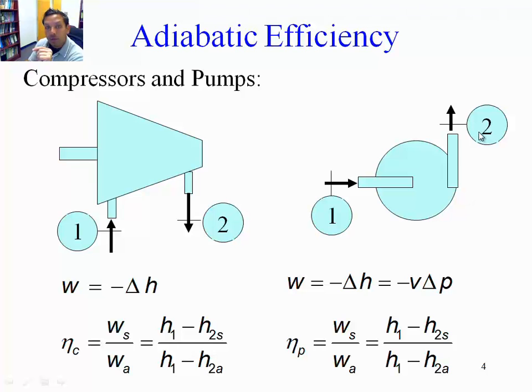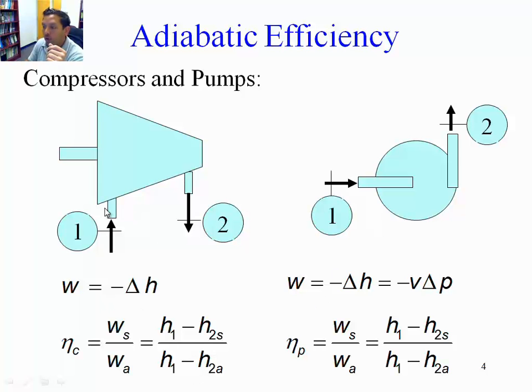from inlet to outlet. The only difference between the two is that, well, compressors operate on compressible fluids, such as maybe ideal gases, air, hydrogen, so on and so forth. And pumps usually operate on incompressible fluids, liquid water, for example.